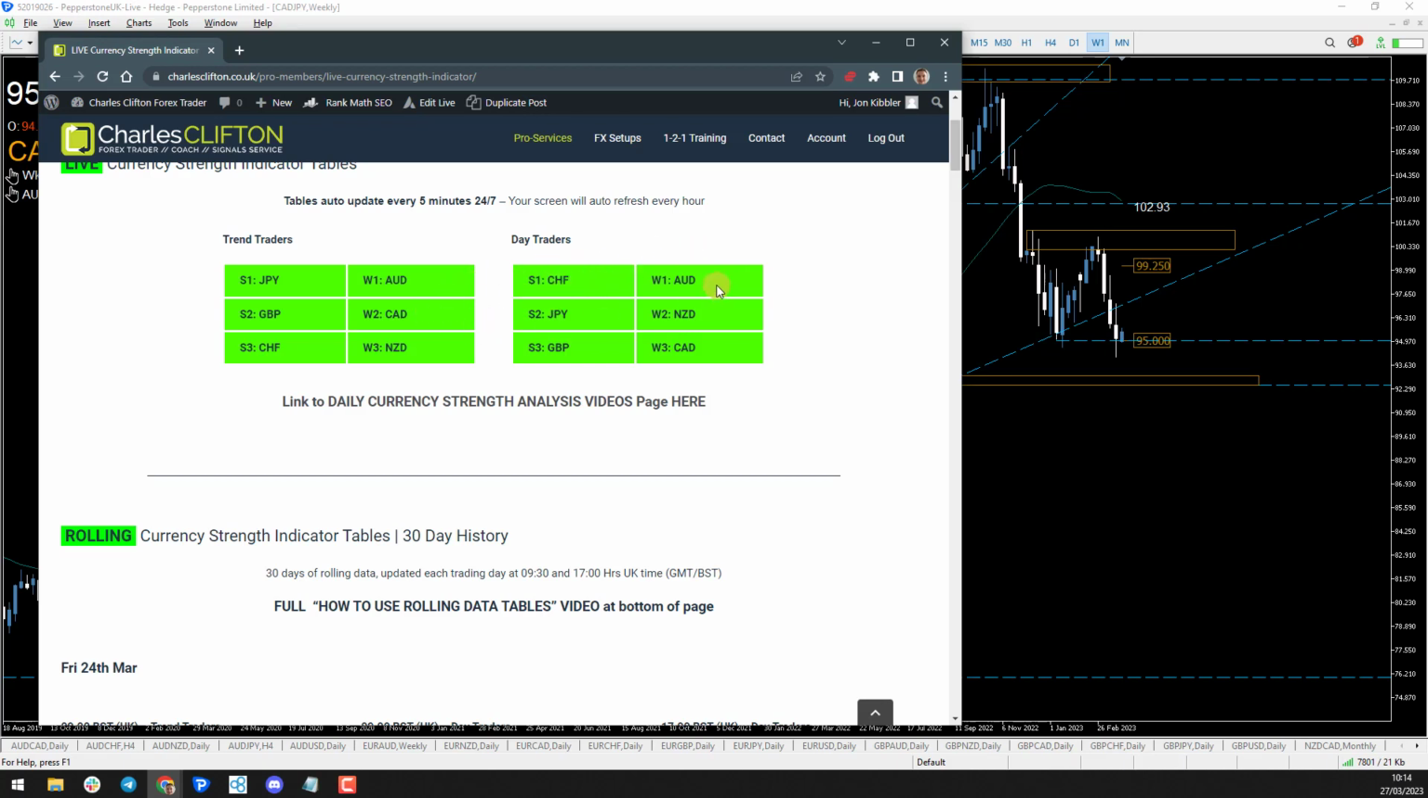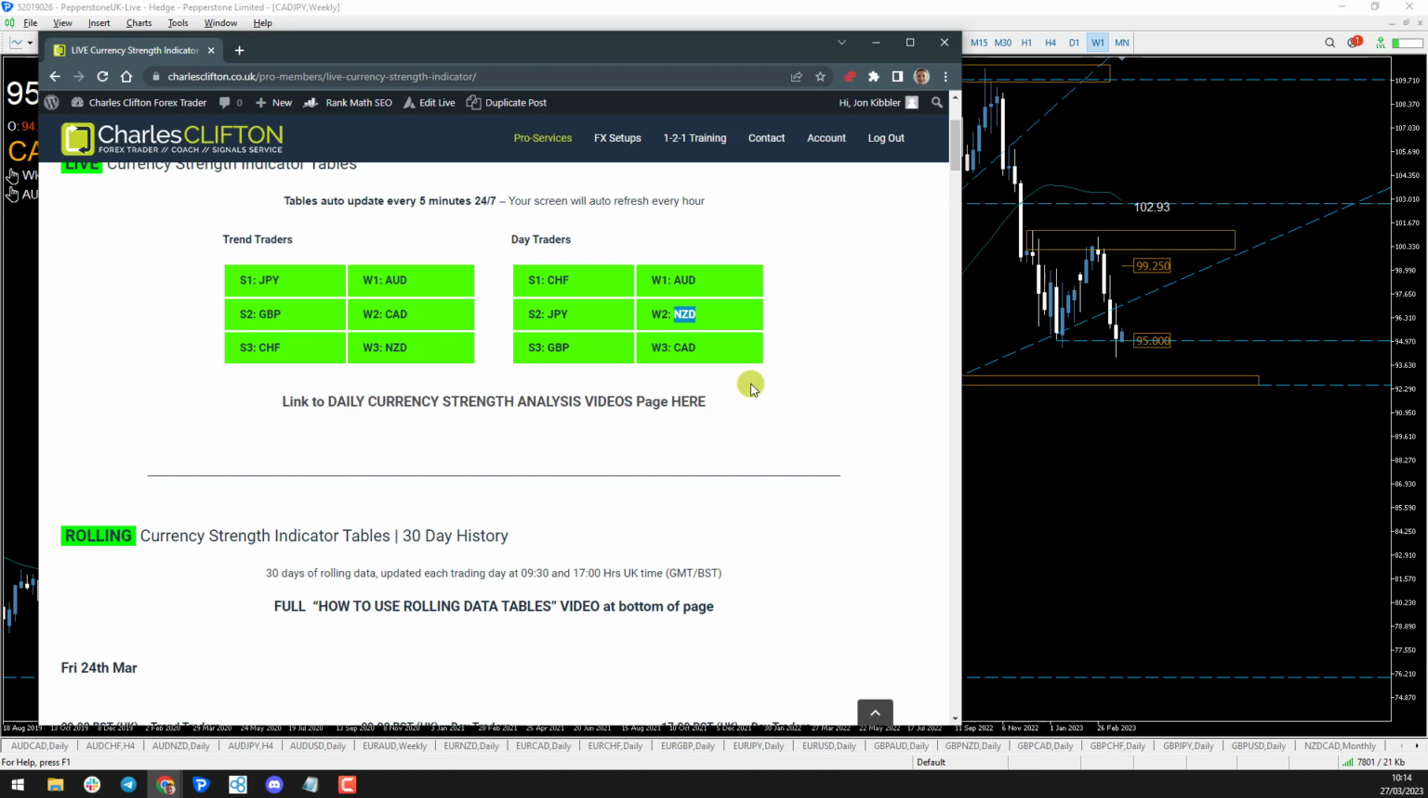Like I said, Aussie tops the tables as the weakest. We've got CAD being the second weakest on the trend traders, but the third weakest on the day traders. And then we've got Kiwi being the third weakest on the trend traders, and the day traders is showing it as the second weakest.